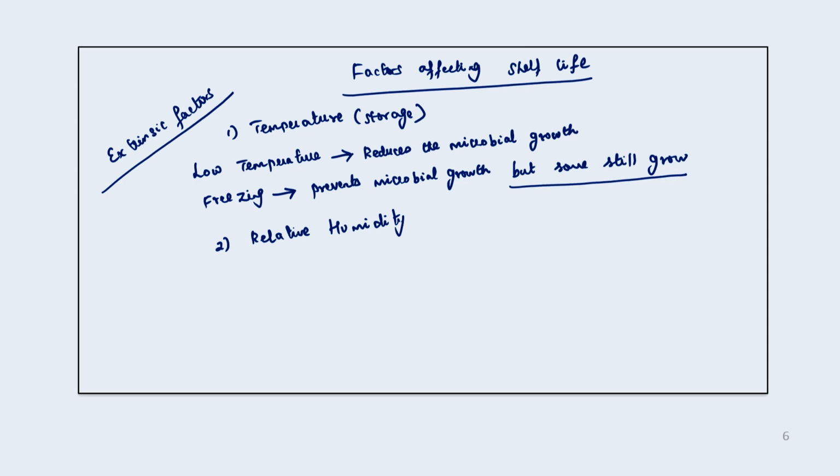Normally, the relative humidity is expressed as percentage. It differs from specific humidity. Specific humidity is the kg of moisture or grams of moisture present in kg or grams of dry air. If the numerator is in kg, the denominator also should be in kg. So, kg of moisture present in 1 kg of dry air, that is the specific humidity. Relative humidity is expressed as percentage, not as kg per kg of dry air.